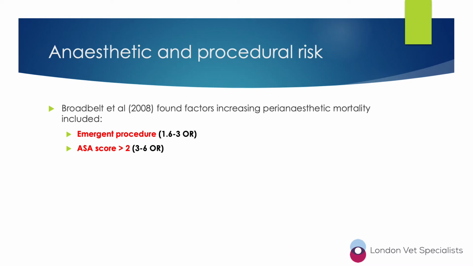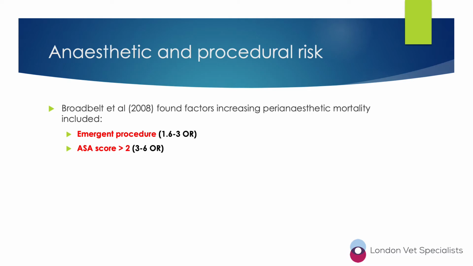The two which are most relevant to our talk today are the fact that if it's an emergent procedure, the odds ratio of perianaesthetic mortality is between 1.6 and 3, so 1.6 to 3 times more likely that the animal will die in the perioperative period if the procedure is emergent, and the range is based on whether it's a cat or a dog. So I think it was a 1.6 increase in risk for cats and 3 increase in risk for dogs.